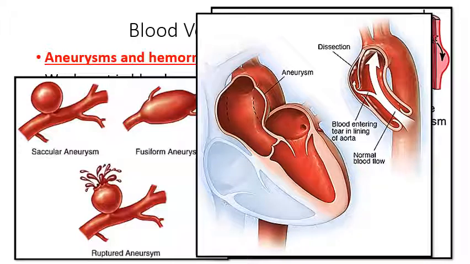Right, so here you can see a dissecting aneurysm of the aorta. So the blood is flowing at high pressure in between the layers of the aorta, which is bad. Some places can tolerate a dissecting aneurysm better than others.